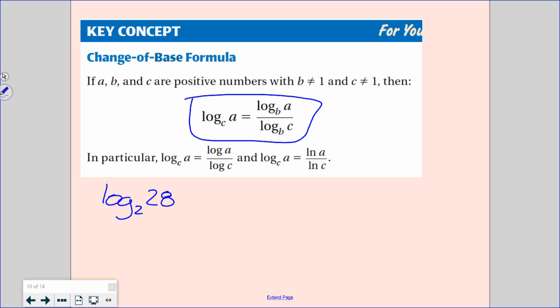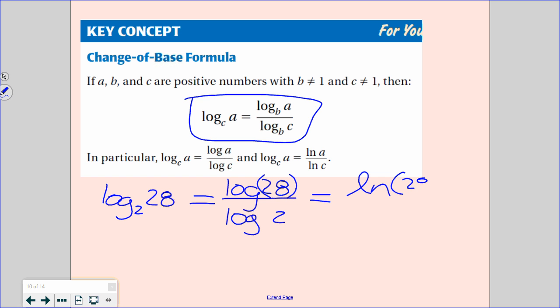There are two bases of logarithms I can use on my calculator. What are those two bases? Base 10 and base E. So I can get that by changing it into base 10 by taking log of 28, so this is base 10, remember, divided by log base 2. Now when you put this into your calculator, you have to make sure to close the top parentheses. Now I can either put it into base 10 or I can put it into base E using the natural log, and either way, I'll get the same answer.